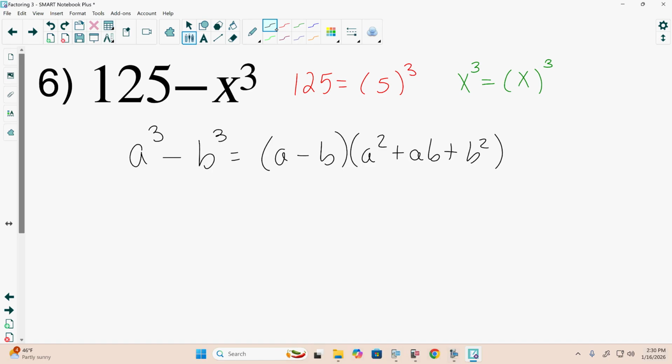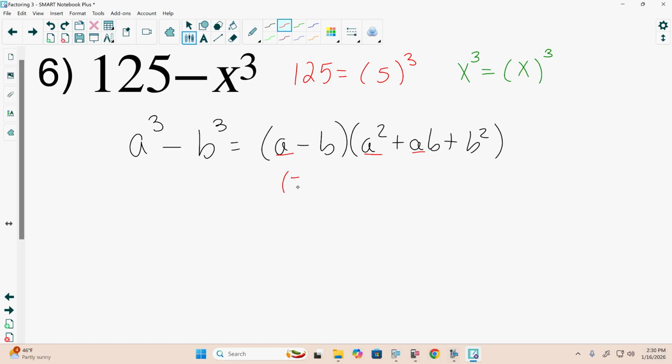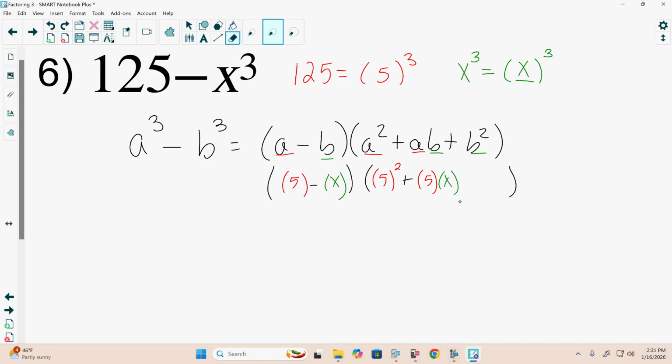So that means for every a in our factored form here, these 3 spots here, we're going to have to replace that a with 5. So here we're just going to get 5. Here we're going to get 5 squared, and here we're going to get 5. Then we're going to do the same thing with our b term. So we're going to replace it with x. So in this first spot, it's going to be x. Might be helpful if I give myself a little bit of space. X, and then lastly, we're going to have x squared.